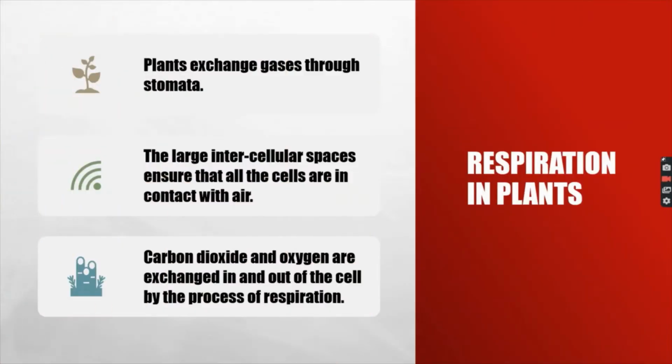Now let's learn about respiration in plants. The respiration in plants takes place through stomata. Plants exchange gases through stomata. The large intercellular spaces ensure that all the cells are in contact with air. Carbon dioxide and oxygen are exchanged in and out of the cell by the process of respiration.